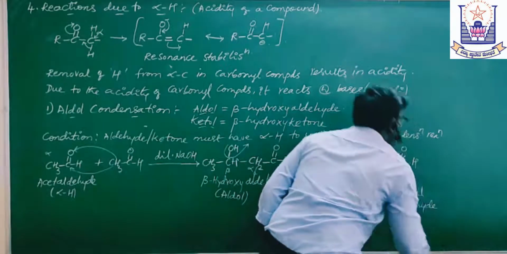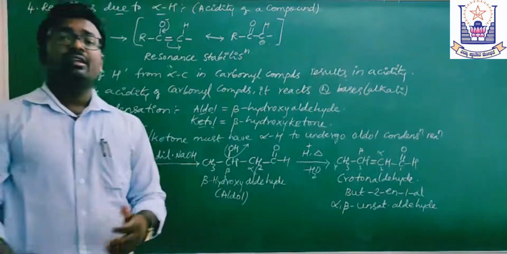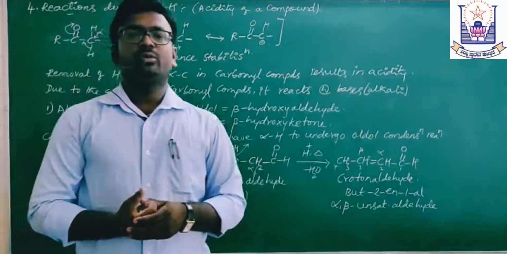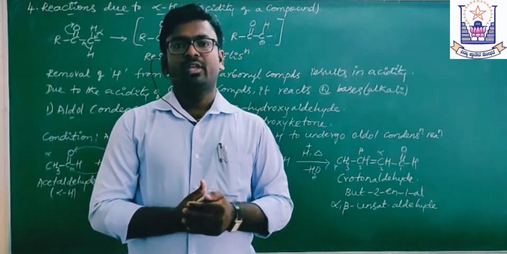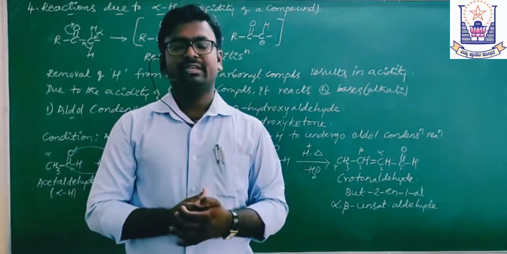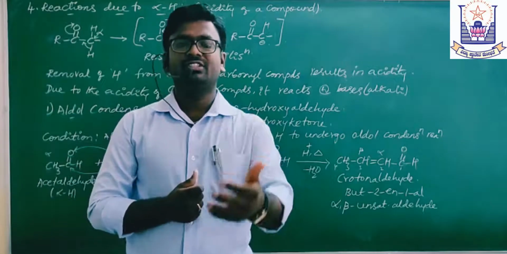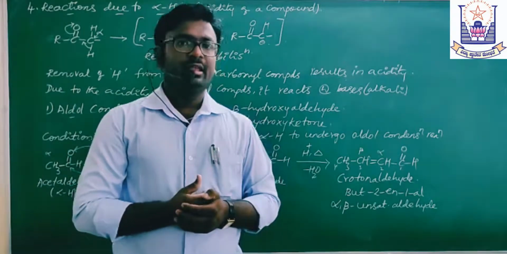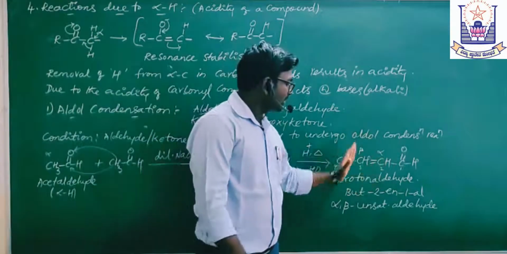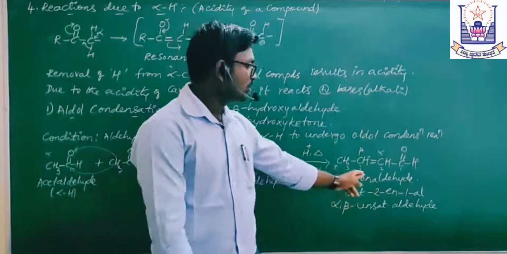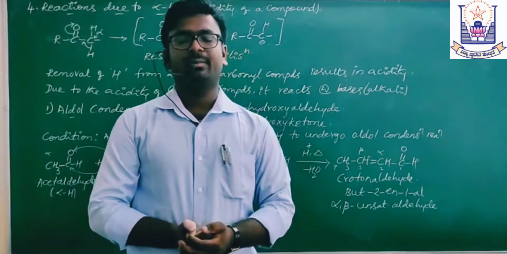Unsaturated aldehyde. This is also called an alpha beta unsaturated aldehyde. See, I am giving you the information from almost all the angles. You need to understand it, and you have to practice after listening to my class. Here the product is crotonaldehyde, the common name, and its IUPAC name is but-2-en-1-al, and it is a type of alpha beta unsaturated aldehyde.